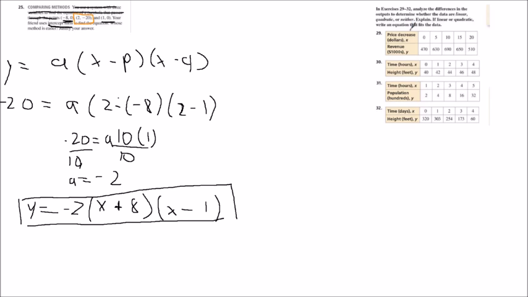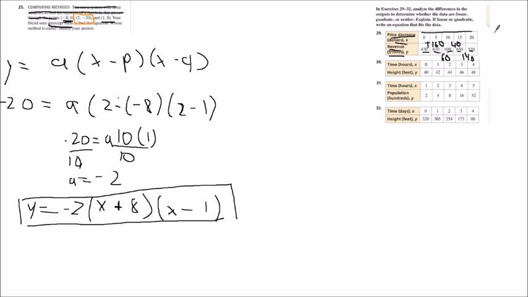Next, analyze the differences in the outputs to determine whether the data are linear, quadratic, or neither. So we have our price increase in dollars in x, and our revenue in thousands of dollars in y. We have 470, 630, 690, 650, 510. So let's analyze. As x increases, this is an increase of 160. This is an increase of 60. This is a decrease of 40, and this is a decrease of 140. So it looks pretty promising so far.